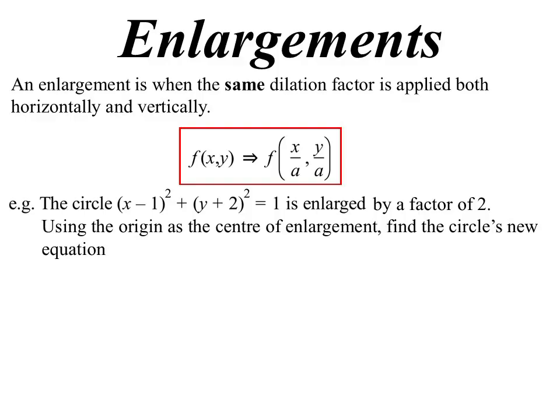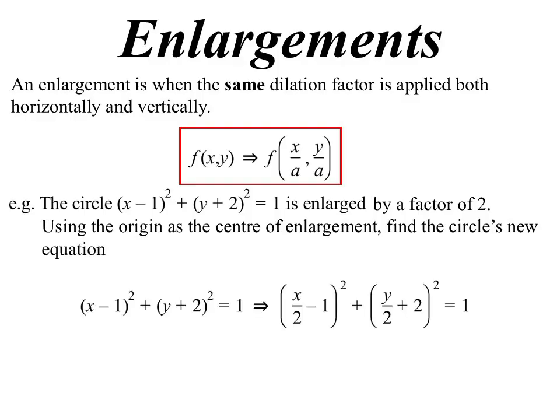Find the new equation. So here's the original equation. I'm going to enlarge it by a factor of 2. So the x I'm going to divide by 2, and the y I'm going to divide by 2 as well. Let's make that look a bit neater, and I'll end up with x minus 2 squared plus y plus 4 squared is equal to 4. There's our new circle. What we've got to be careful with, not all of the transformations commute.